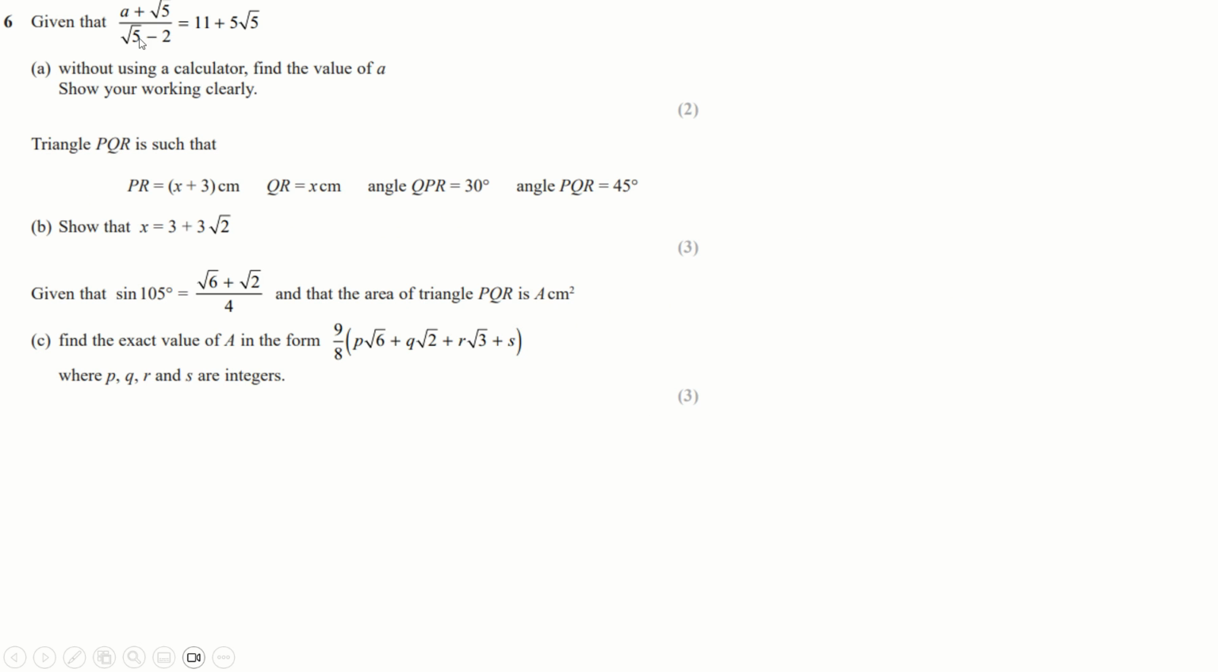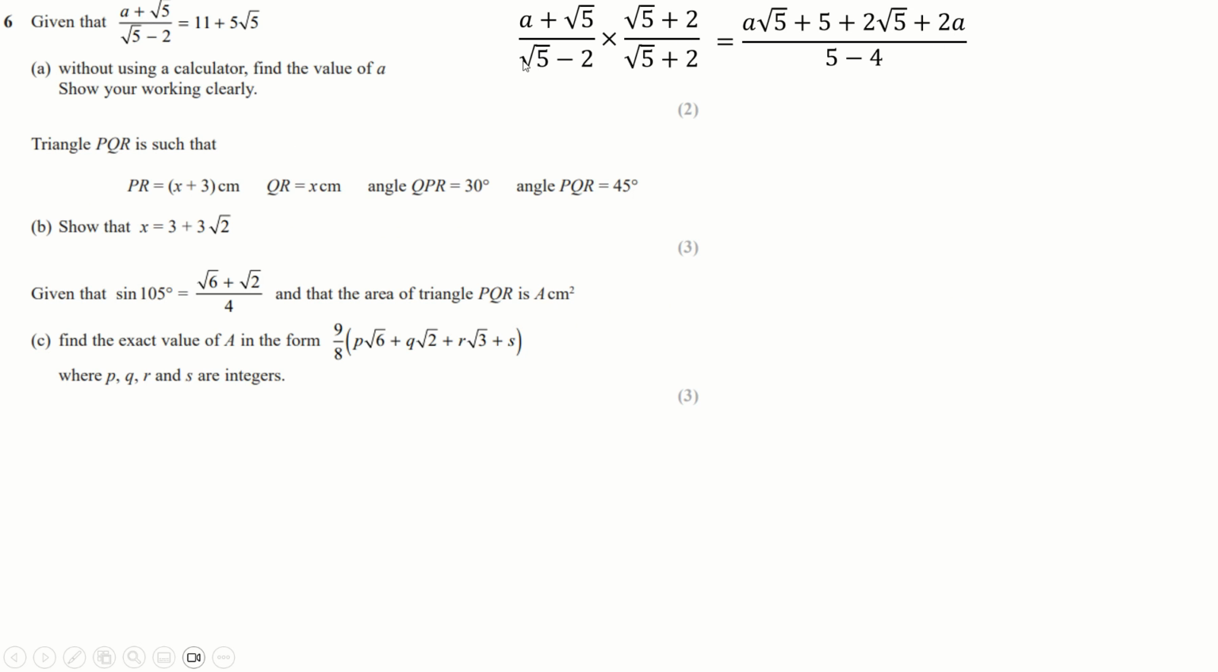Question 6 is just rationalizing the denominator. So times this thing here by root 5 plus 2 over root 5 plus 2, just the conjugate, and then start doing some expanding. So 8a root 5 plus 2a plus 5 plus 2 root 5 is this top bit. And then, of course, root 5 times root 5 is 5, minus 4, and then the cross terms will cancel by design. This just makes a 1, which is very convenient.